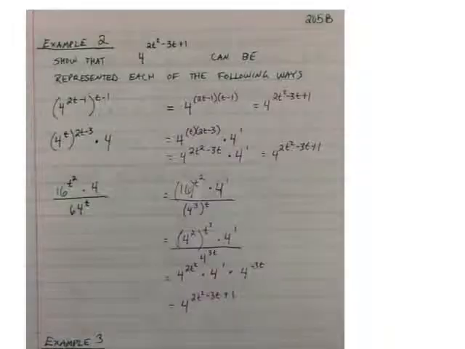Alright, in example 2, it says, show that 4 raised to the 2t squared minus 3t plus 1, all of that as an exponent, can be represented each of the following ways, and I give you 3 ways. And really what I'm asking here is for you to practice the properties and see if you can manipulate the given way so that it winds up looking like what we start with.